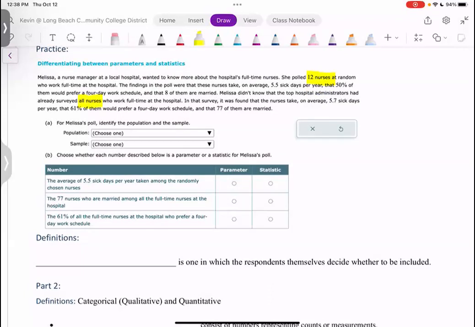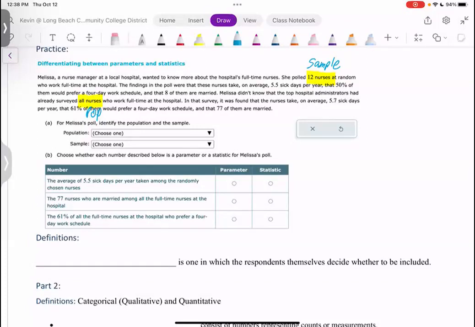So this here is the sample, and this here is the population. In that survey, it was found that the nurses take, on average, 5.76 days per year, 61% of them would prefer a 4-day work schedule, and that 77 of them are married.